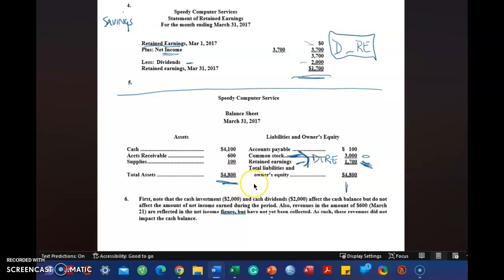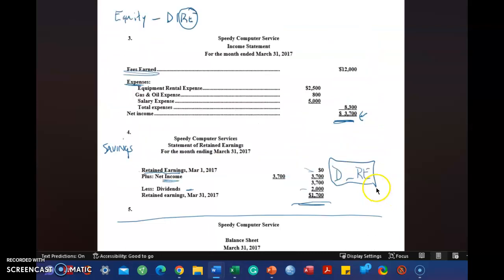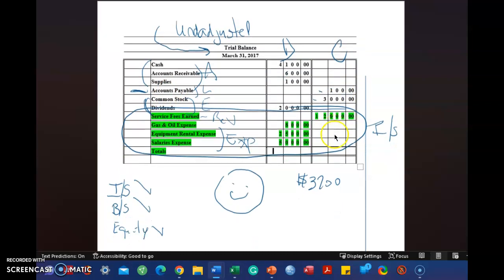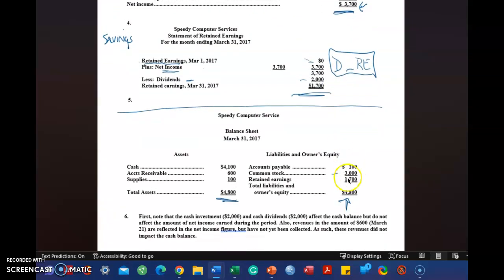All right. So what we want is this. On the other side, the total of liabilities and equity to be 4,800. Getting a little crowded. Let me erase. Okay, so let's go back to the trial balance. Accounts payable and common stock, 100 and 300. And then, just like we talked about already, we put the 1,700, we roll the 1,700 ending balance from the statement of retained earnings into the balance sheet. 100 plus 300 plus 1,700 is 4,800.